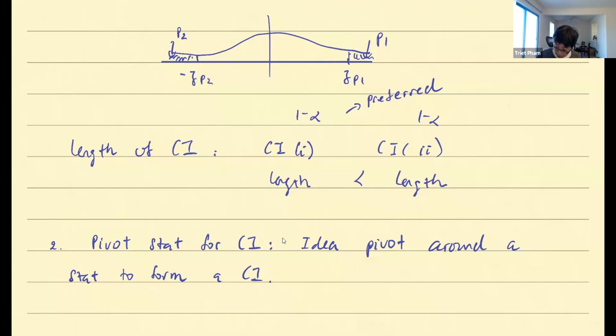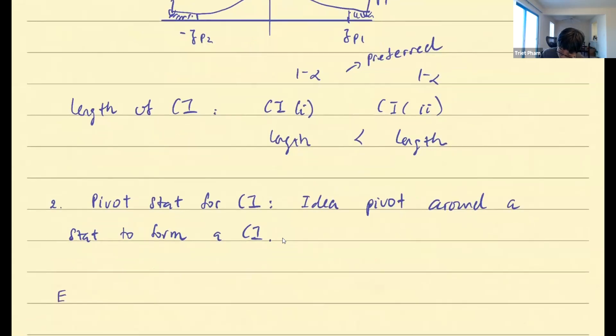So for example, (x bar minus mu) over (sigma over root n) is our pivot stat for mu in the previous example.